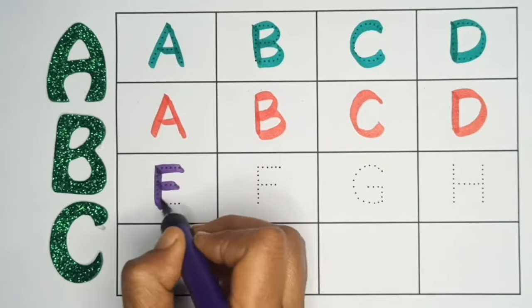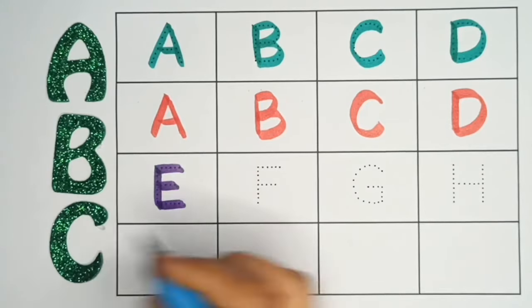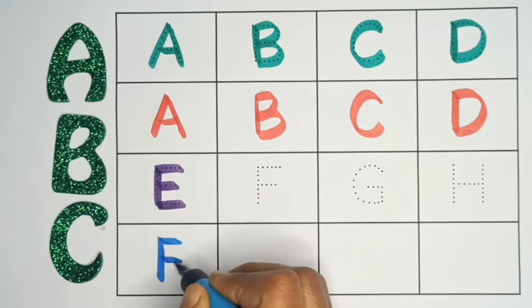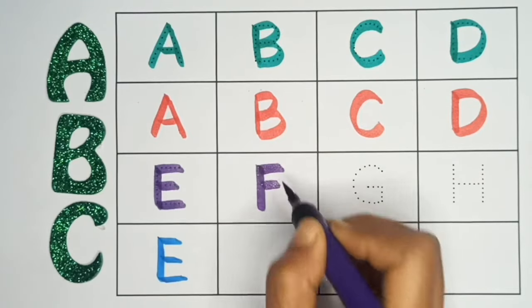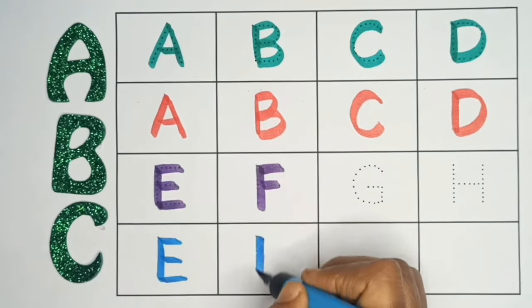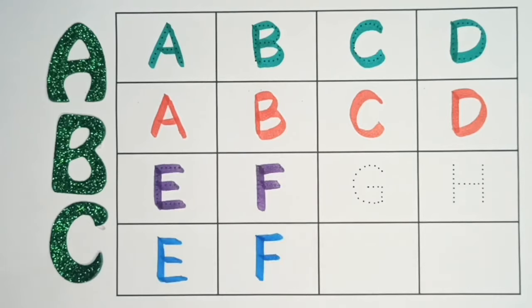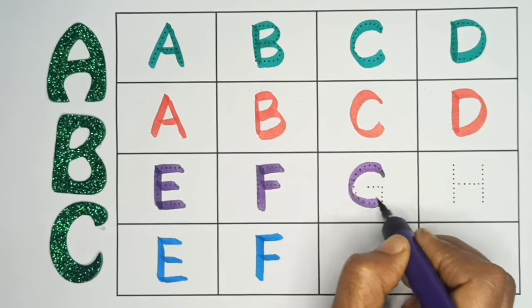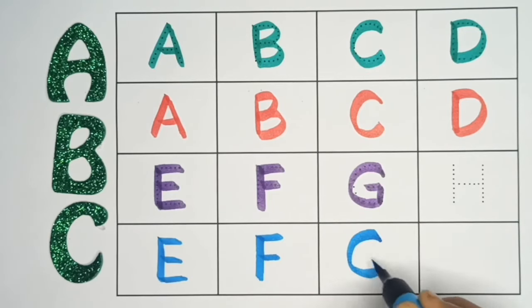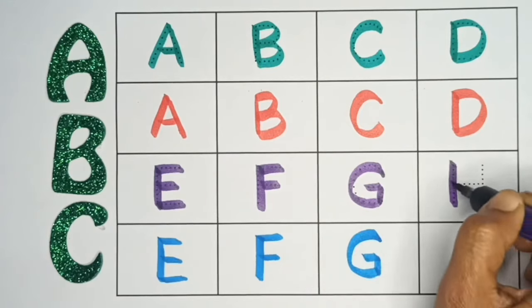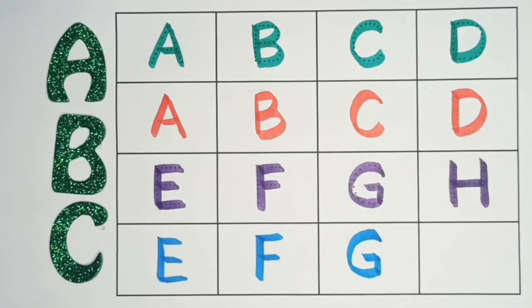E for elephant. F for fish. F. G for grapes. G. H for hen. H.